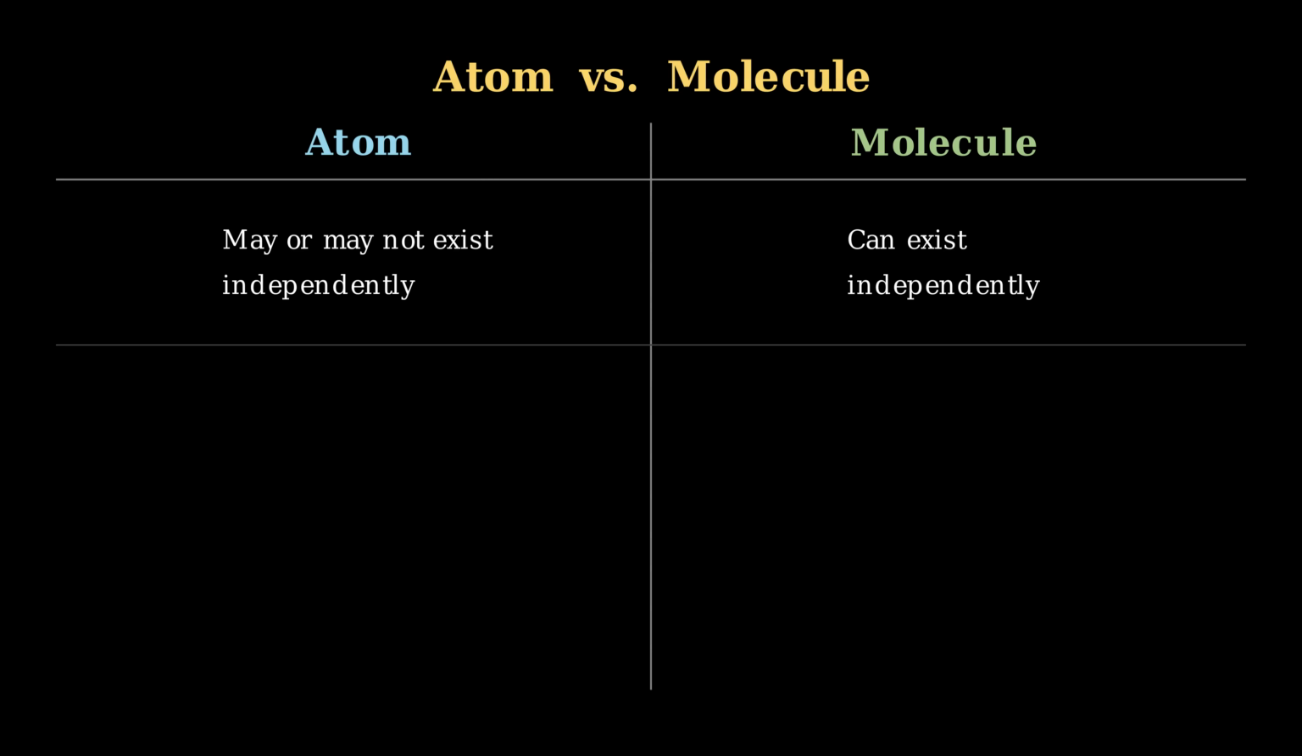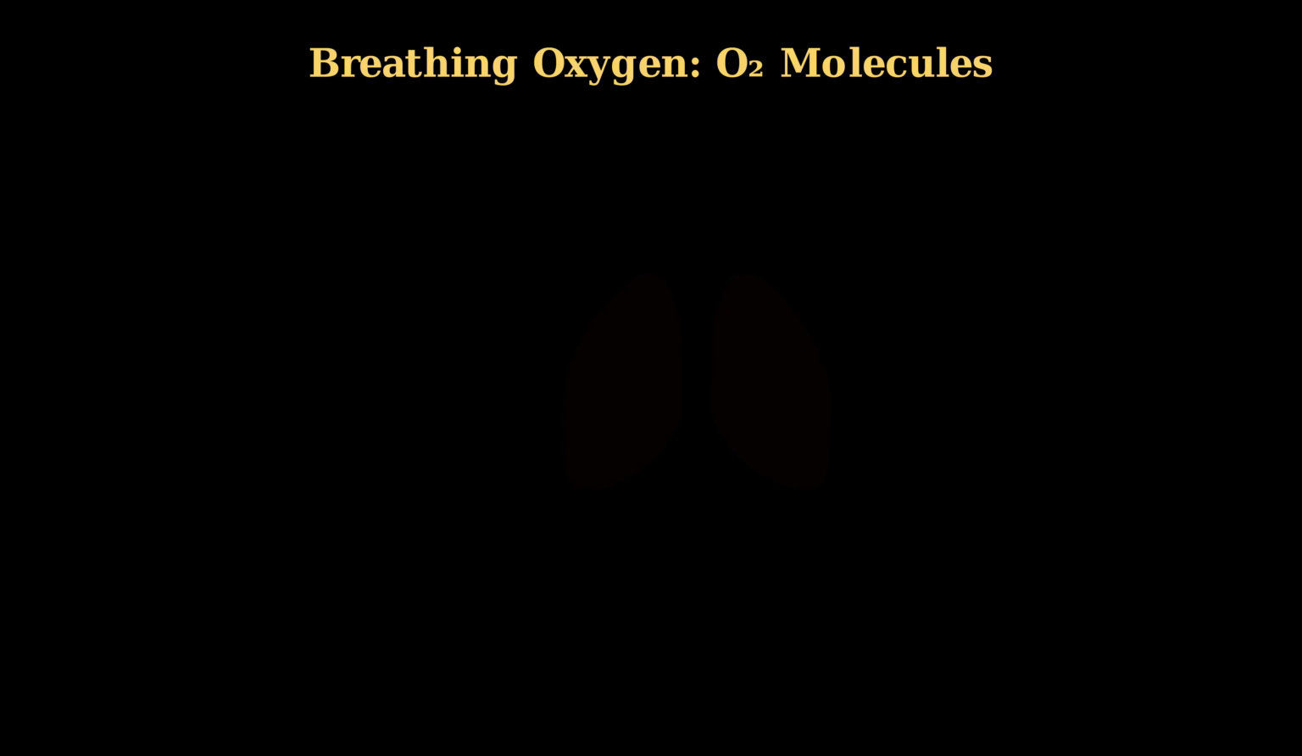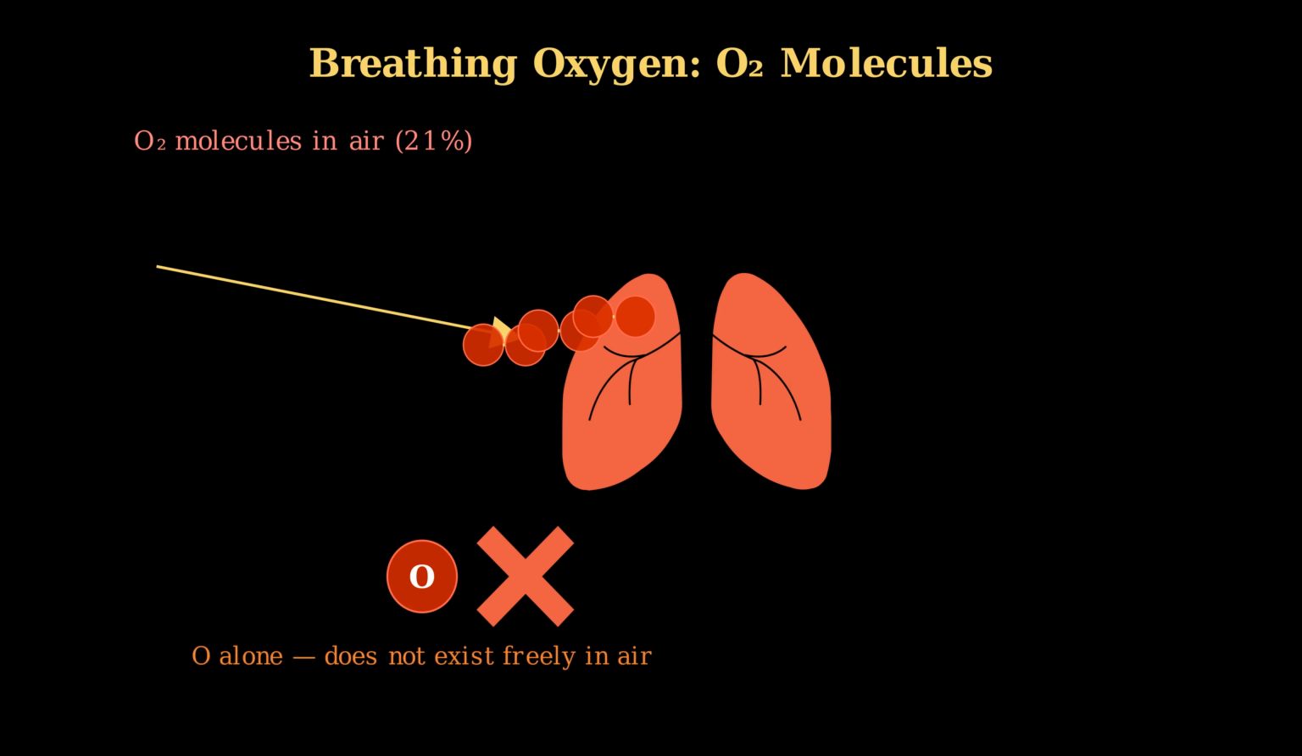The key difference between an atom and a molecule: an atom is the smallest unit of an element, while a molecule is the smallest unit that can exist on its own in a free state. In the real world, when you breathe in oxygen, you're not breathing individual O atoms, you're breathing O2 molecules. The diatomic molecule is the form in which oxygen naturally exists in air.